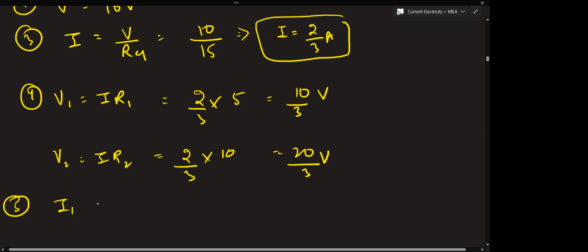And since it's a series combination, I2 will be equal to I1, which will be equal to I, that is 2 by 3 amperes. All right, noted down, then we'll do parallel combination.